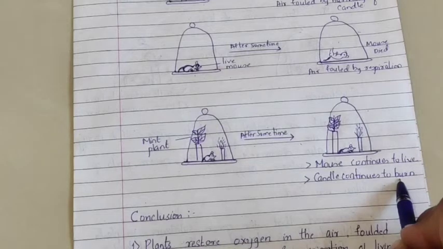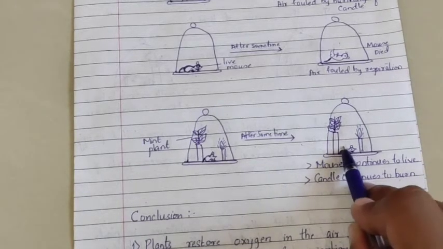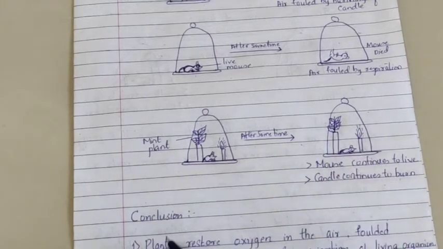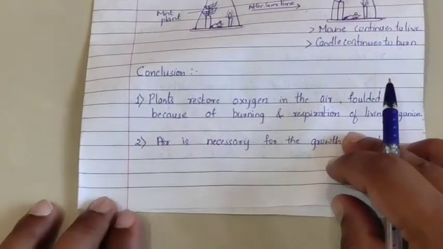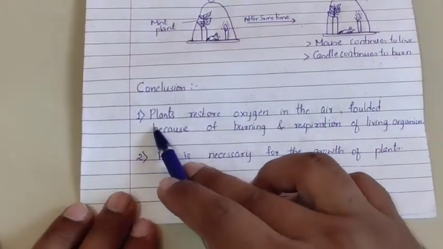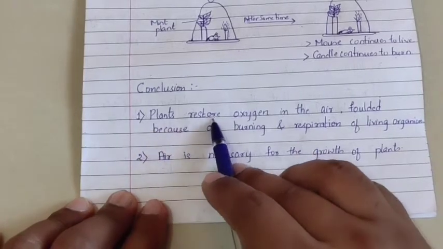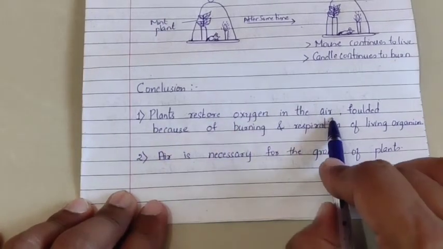How has it happened? It is because of the plant. So he made certain conclusions. So what are those conclusions? Let us see. In his first conclusion, plants restore oxygen in the air.